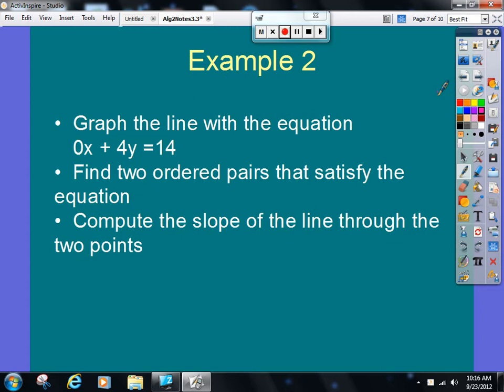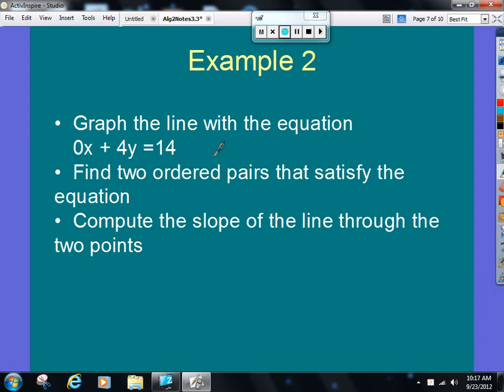Graph the line with this equation. Well, 0x plus 4y equals 14 is the same thing as 4y equals 14. Divide by 4, divide by 4, which is the same thing as y equals 7/2, or y equals 3.5. Okay, I probably would have just said y equals 3.5. Where does y equal 3.5? Right here. This is going to be a special line of the horizontal variety. There we are. The other way you could do it is find two ordered pairs that satisfy the equation.